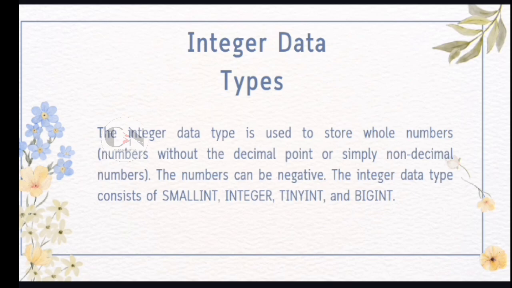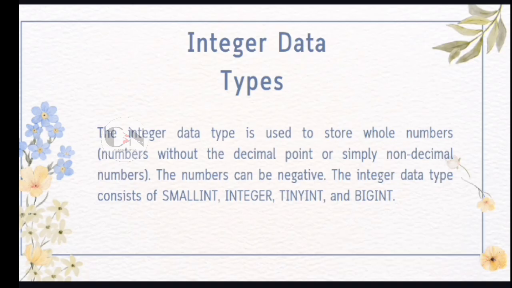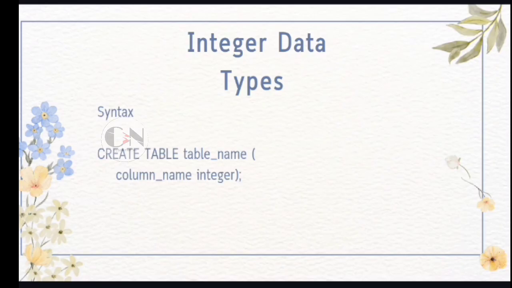Next numeric data type is integer. The integer data type is used to store whole numbers without the decimal point or simply non-decimal numbers. The numbers can be negative. The integer data type consists of small int, integer, tiny int, and big int. Syntax: create table, table name, within bracket, column name, integer.